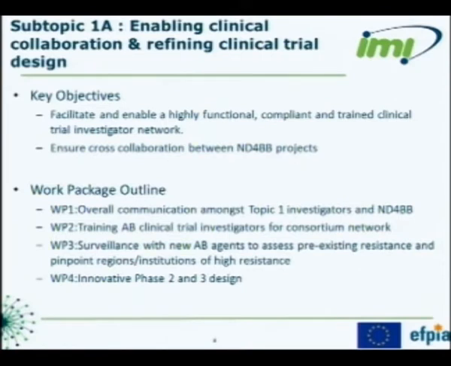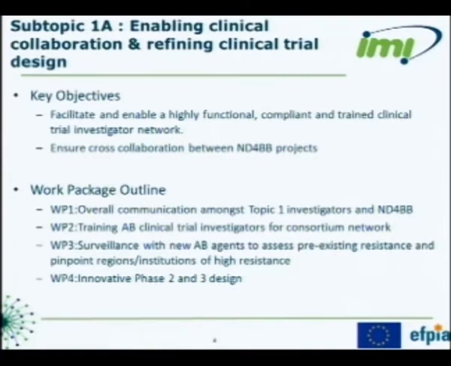The third work package is around surveillance, and there's a number of different objectives with that. The first one is when we create a new antibiotic, we want to understand whether there's any pre-existing resistance to that molecule. So we want to evaluate large numbers of clinical isolates in different countries and different regions around Europe. For example, we might find pre-existing resistance in one country, and that might adapt how we would use the antibiotic in that particular country. So that's one aspect of what we're trying to do there.